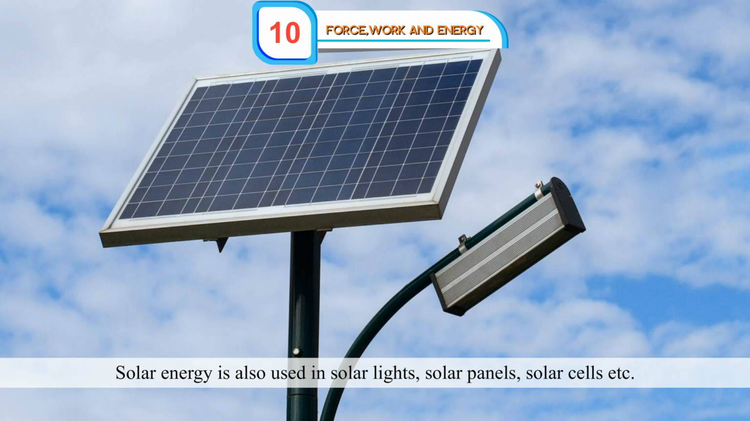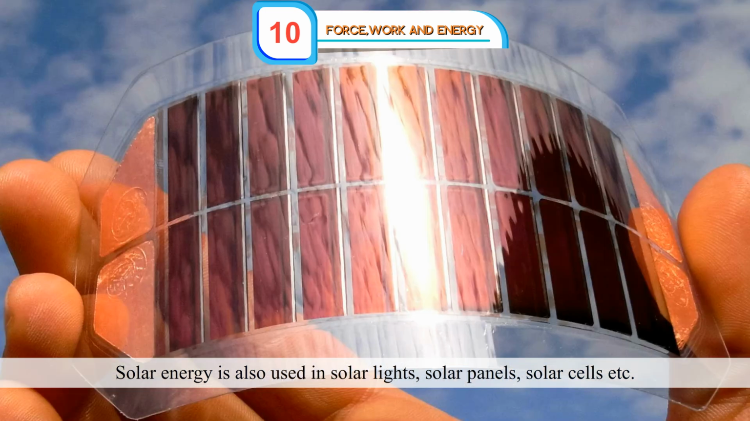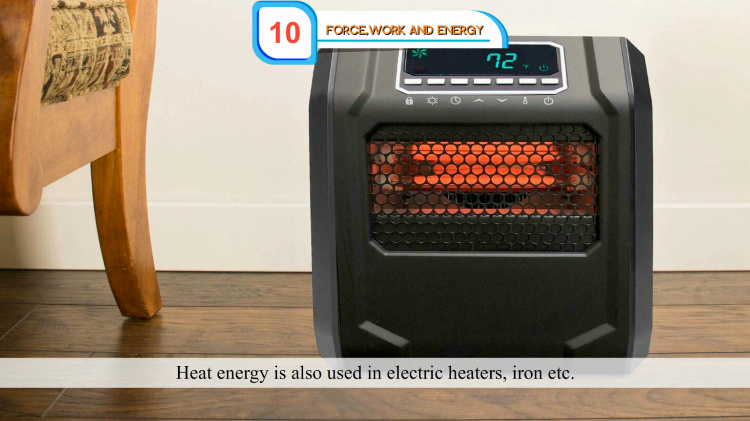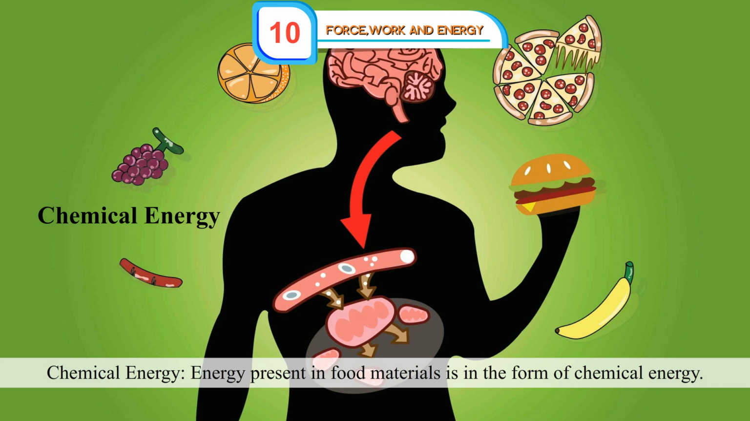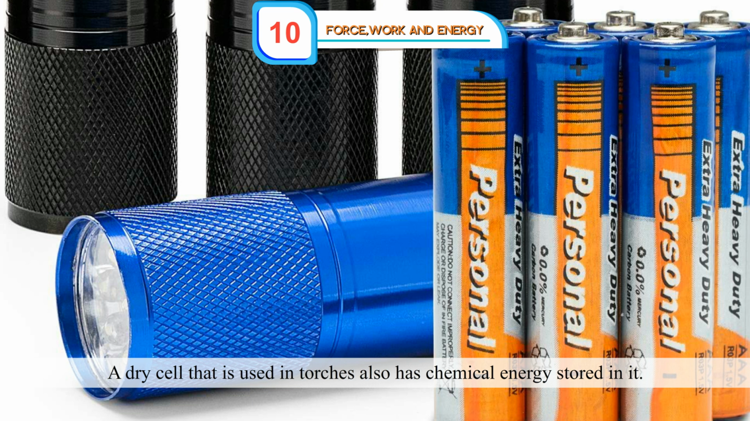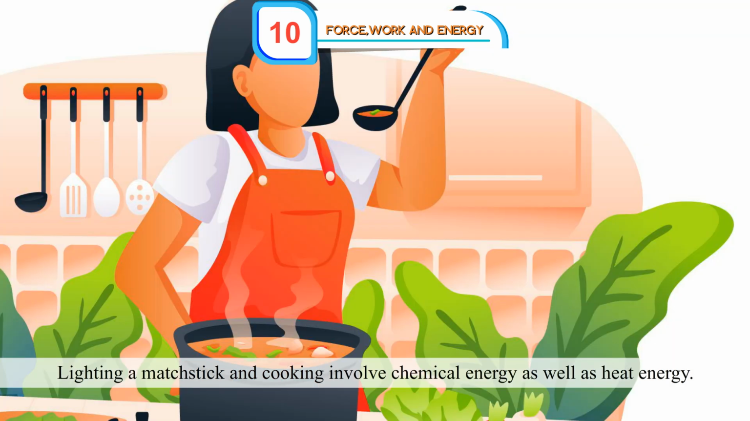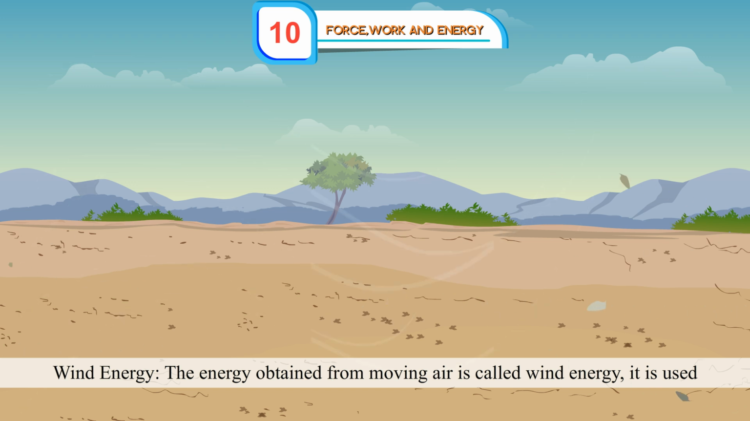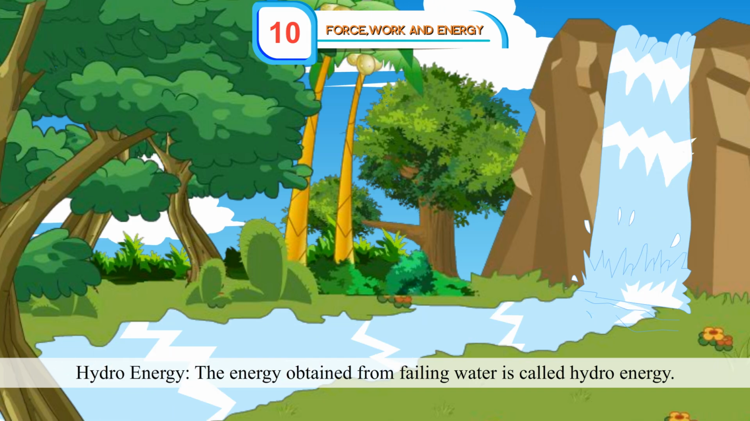All living things depend on green plants for their food. Hence, the sun's energy is present in all living things. Solar energy is also used in solar lights, solar panels, solar cells, etc. Heat energy is also used in electric heaters, iron, etc. Chemical energy. Energy present in food materials is in the form of chemical energy. A dry cell that is used in torches also has chemical energy stored in it. Lighting a matchstick and cooking involve chemical energy as well as heat energy. Wind energy. The energy obtained from moving air is called wind energy. It is used to move windmills.